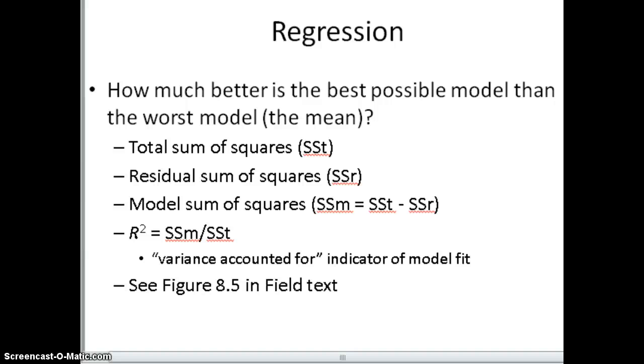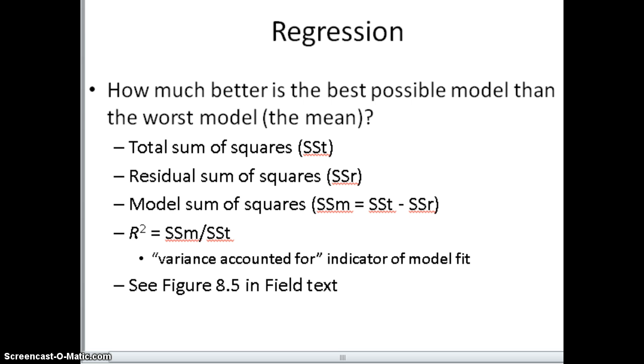So I've been talking a lot about residuals and sums of squares, and there are a few different types of sums of squares that we can compute. You can look at the field text for the description in more detail. In short, the total sum of squares is the deviation between a score and the mean. The residual sum of squares is the deviation between a score and the line of best fit, or the regression line. And the model sum of squares is the reduction in sum of squares, the reduction in deviation between the total and the residual.